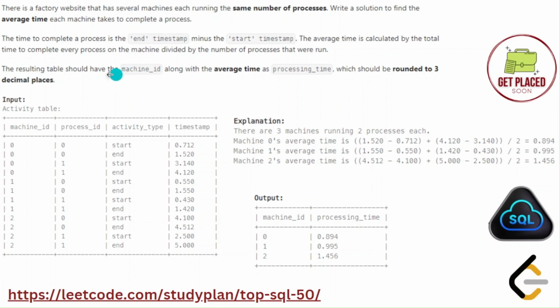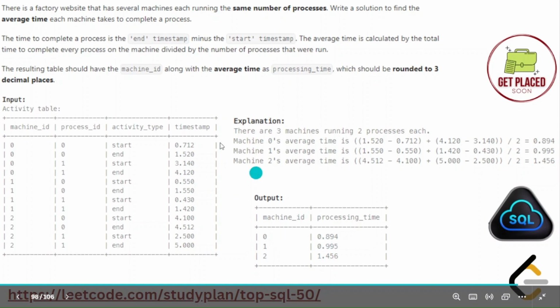Here they gave the average definition also. The average time is calculated by the total time to complete each process, that is the duration of each process on the machine, divided by the number of processes. So the total duration of process ID 0 plus process ID 1 divided by the number of processes, that is 2. You will get this average value. Similarly, you will do the same process for machine ID 1 and machine ID 2.